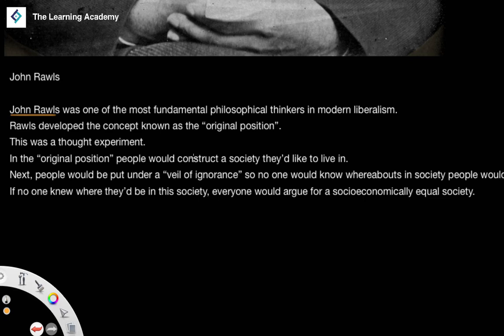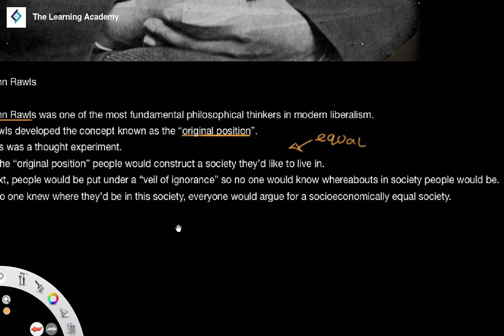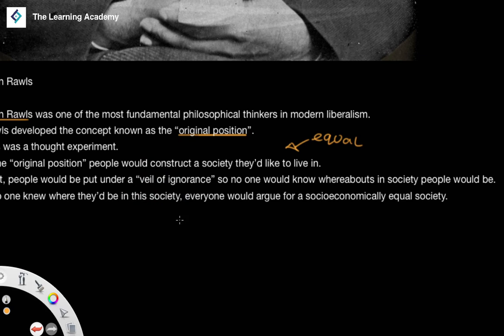Okay. What Rawls did was develop a concept known as the original position. And this was a thought experiment. So he would ask us to imagine what he would describe as the original position. Okay. And he's asking people to construct a society that they would like to live in their imagination. They want to construct an equal society in which everybody would like to live. The next step is these people then be put under a veil of ignorance. And this veil of ignorance would mean that nobody would know whereabouts in this society people would be placed. Will people be placed in the upper classes, lower classes, middle classes, or it doesn't really matter.